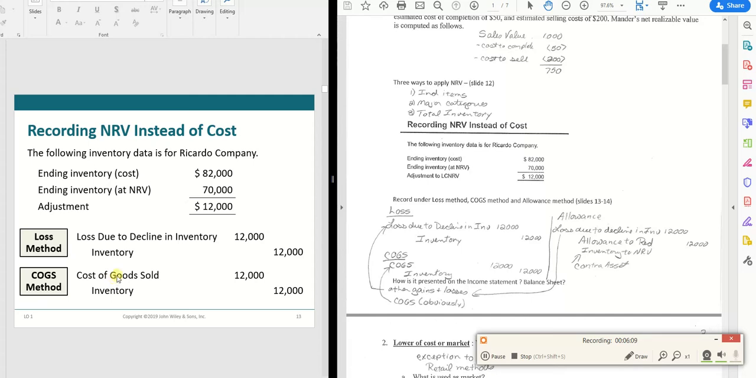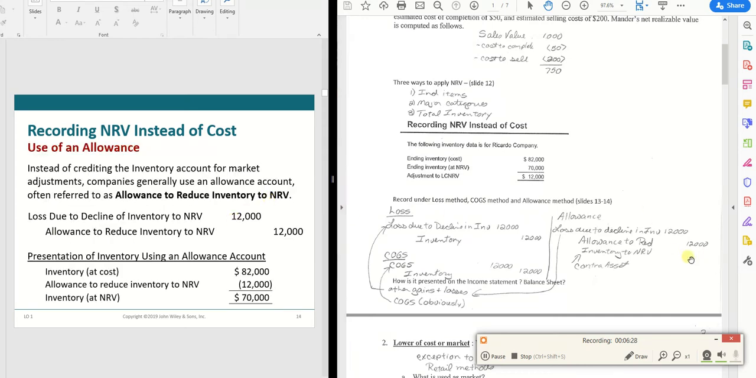The third method is the allowance account. The allowance account is used when I want to keep inventory at 82,000. Just like when I have an allowance for accounts receivable, I keep my accounts receivable at the gross amount, and I credit an allowance, which is a contra asset, for the difference. So under the allowance method, I would debit the loss. Notice under the loss method or the allowance method, they also debit a loss. They don't debit cost of goods sold, and they credit an allowance. This is a contra asset, so on your balance sheet I'll have inventory at cost less my allowance, which gives my net realizable value.